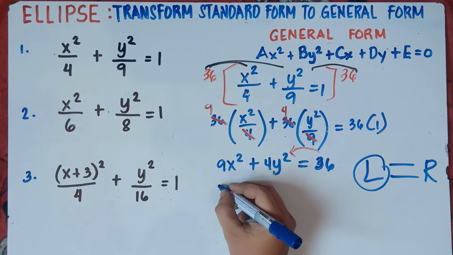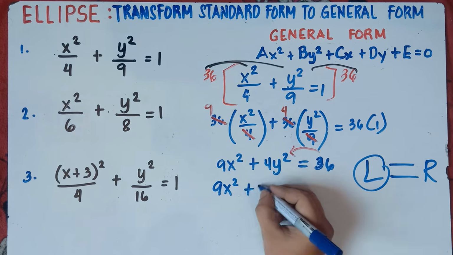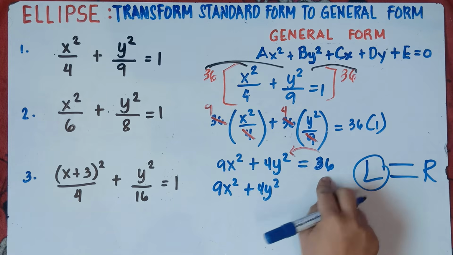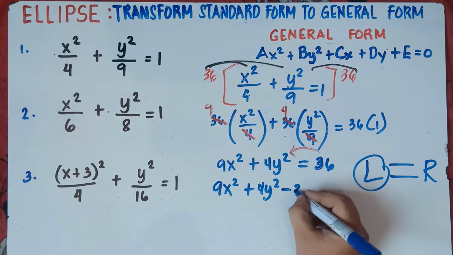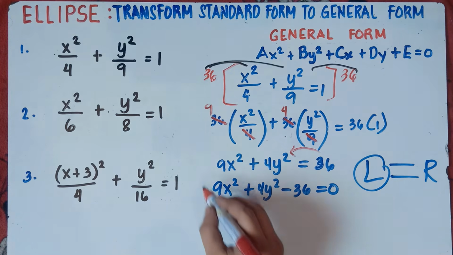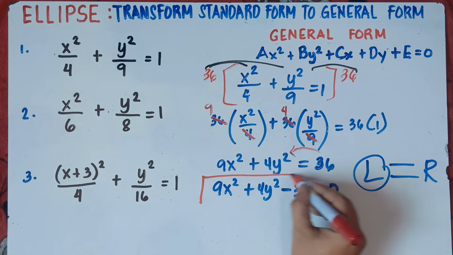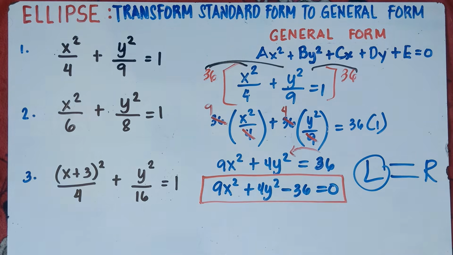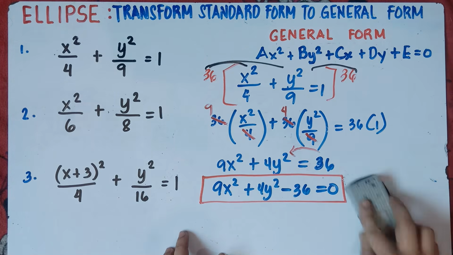So the final answer will be 9x squared plus 4y squared, this positive 36 becomes negative 36, equals 0. That's it, class. That's the answer for number 1. Easy, right? That's the answer for number 1, class.